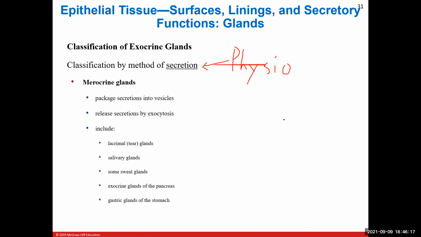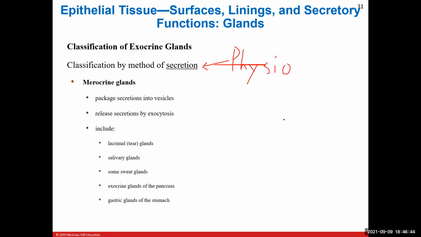The first one are the merocrine glands. These glands are pretty basic. We talked before about how certain cells can make vesicles, and they can make secretory vesicles to secrete whatever that cell has made into the interstitial space or the extracellular compartment. So merocrine glands are the glands that do this.